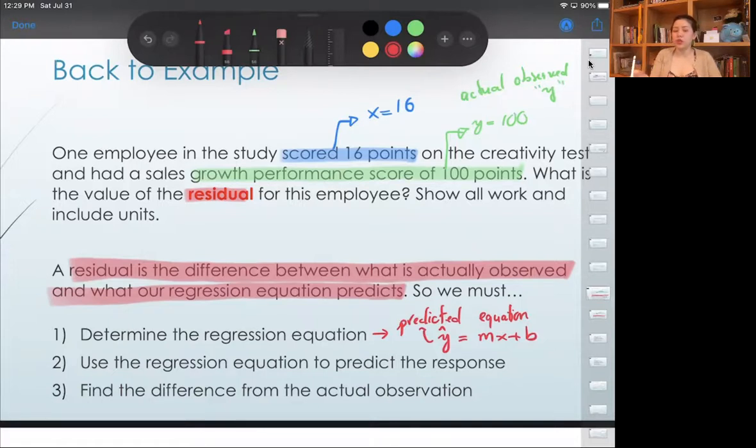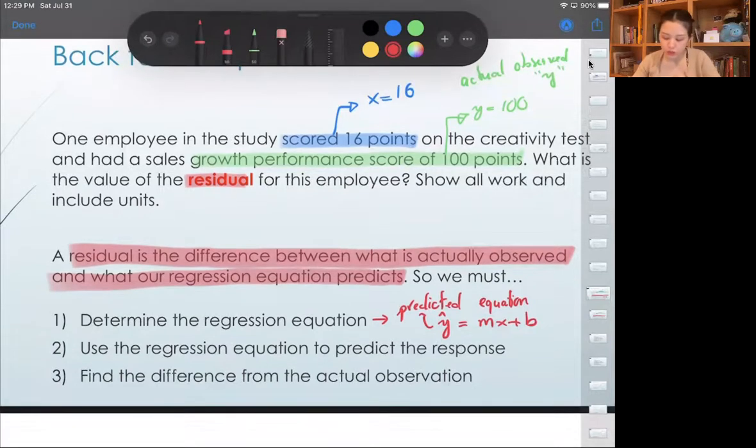What is your m? What is your x? What is your b? Plug it in, right? And then you find out what's y hat, and use the regression equation to predict the response. So that's part two. Part two is what I just said: figure out the form, plug in the numbers. So plug in your values m, x, and b to find out y hat.